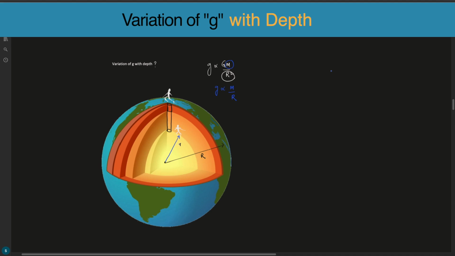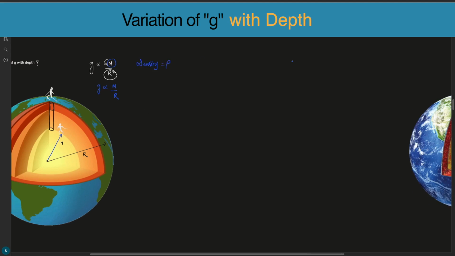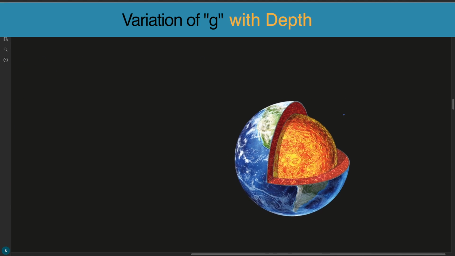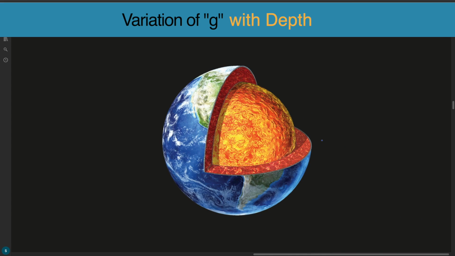We need to consider one thing: the density of the earth. We are considering that the density of the earth is constant throughout the entire volume of the earth. So we are taking the density equal to rho, which is constant. To get this idea very clear, we will take the help of a diagram. This diagram depicts carefully what changes when we go inside the earth's core.